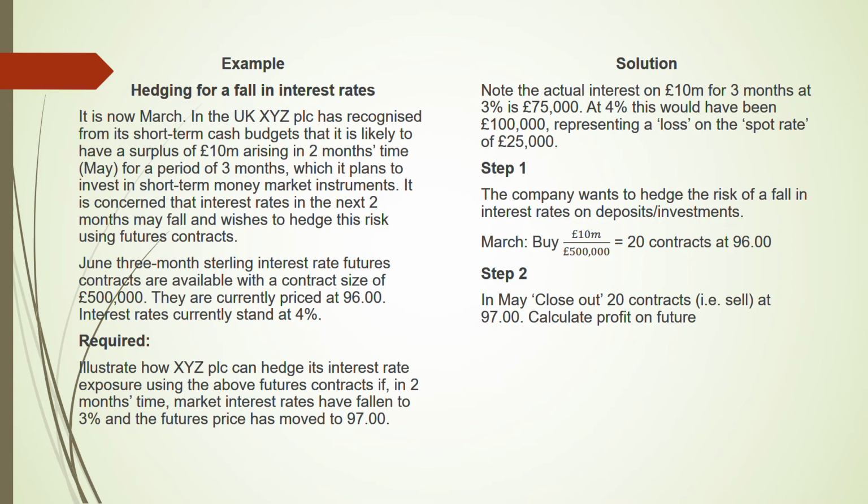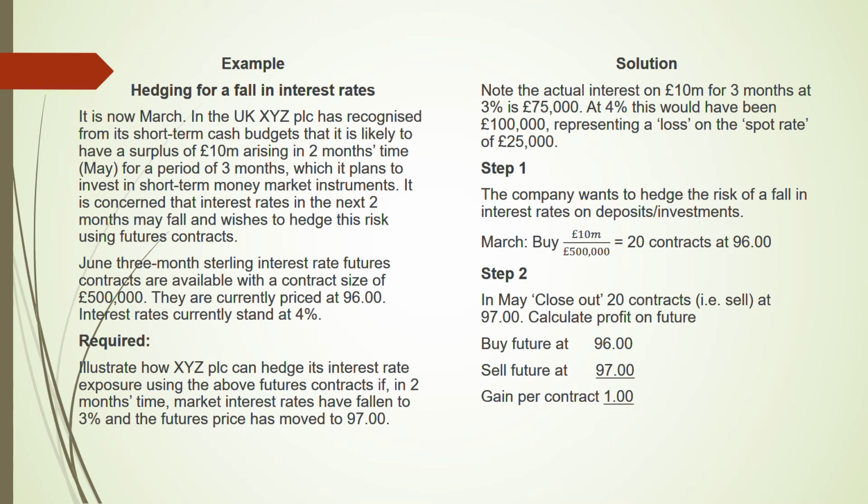Okay, before that, first of all, you tell me you are going to buy or sell future. This is an investment. You are going to buy future. Buy future means how are you going to close the position? By selling the future. So you buy at 96 and you sell at 97 when interest rate fell down to 3%. So now you have to calculate a profit or loss on the future. You buy at 96, you sell at 97, and it's a profit of 1.